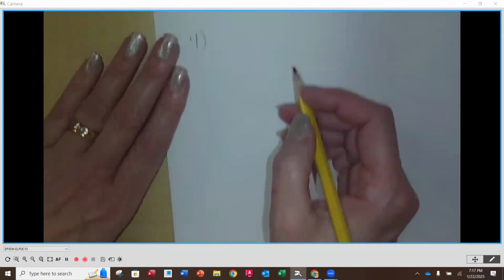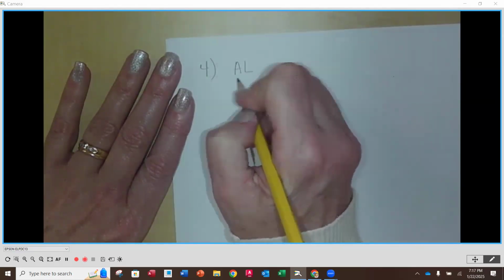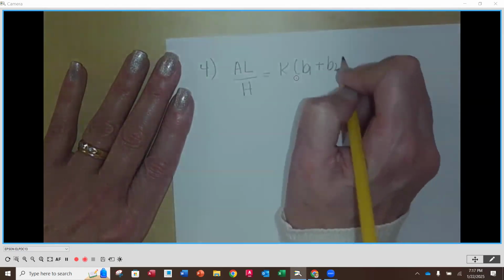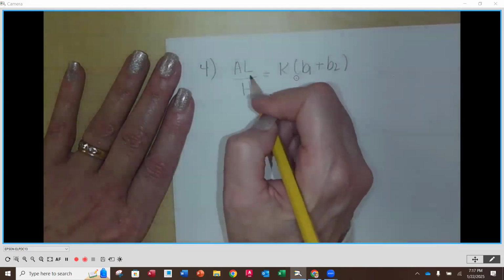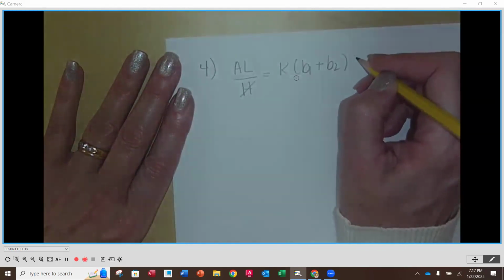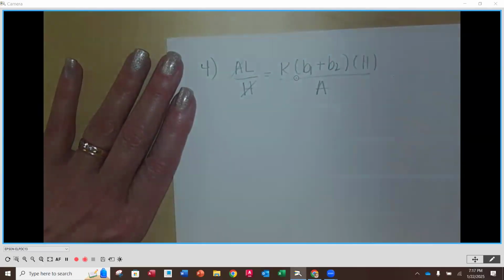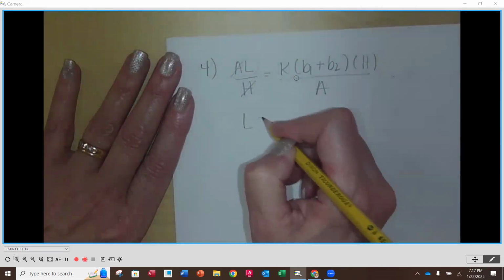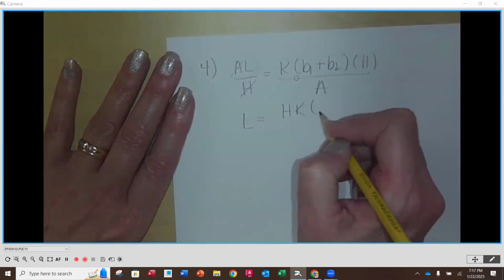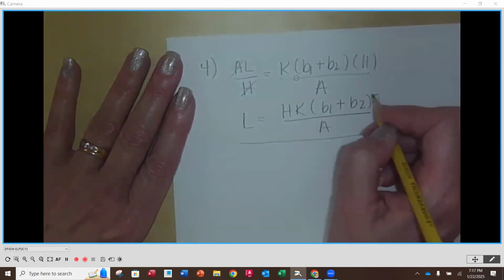So I am going to write it out first. It's going to be AL divided by H is equal to K times B1 plus B2. Okay. So I want to solve for L. Again, I'm going to be multiplying up my H, so this is going to be times H. I'm going to add it at the end here. And then I'm going to divide by my A. You can do something as simple as that, and then you can write out L as the final answer. I'm going to bring the H to the front here because it looks better. So HK times B1 plus B2 divided by A is what L is equal to.